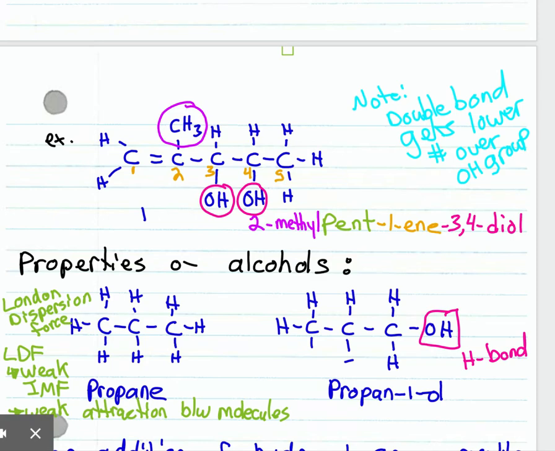Our propane is carbon bonded to hydrogens. And if you go back and you think about what we learned about polar bonds, this is all non-polar bonds.